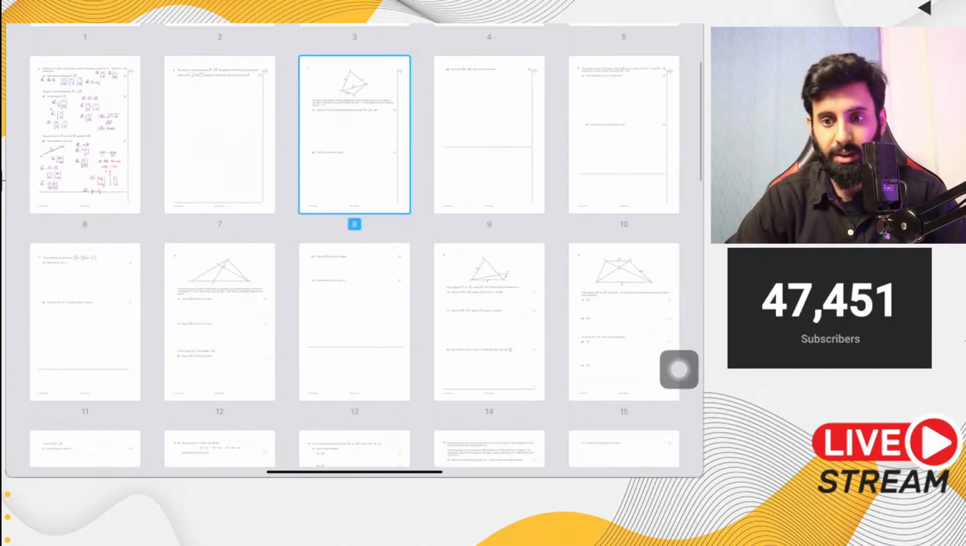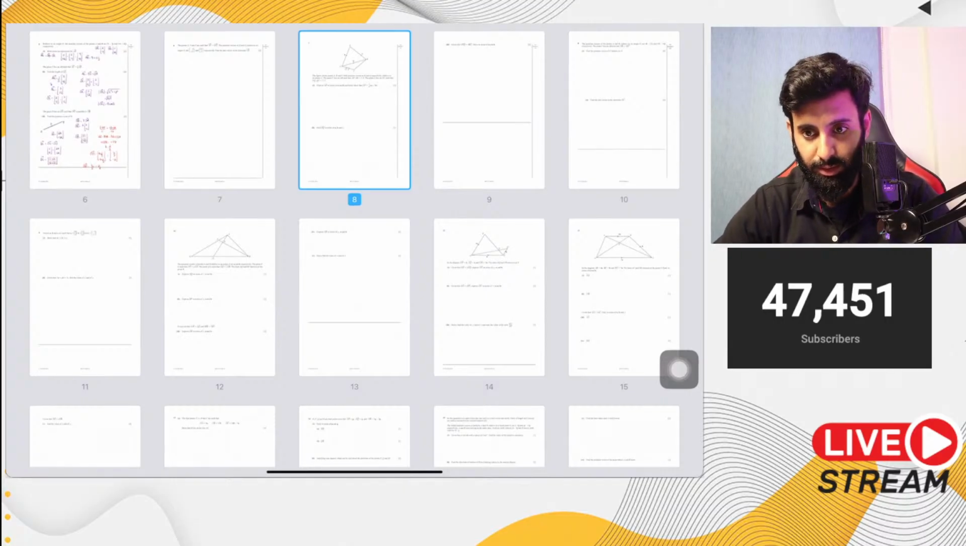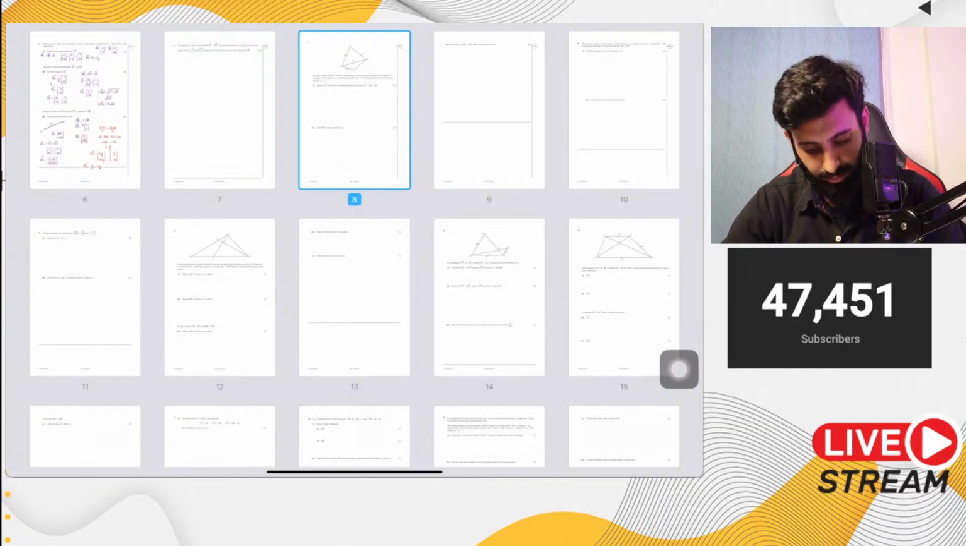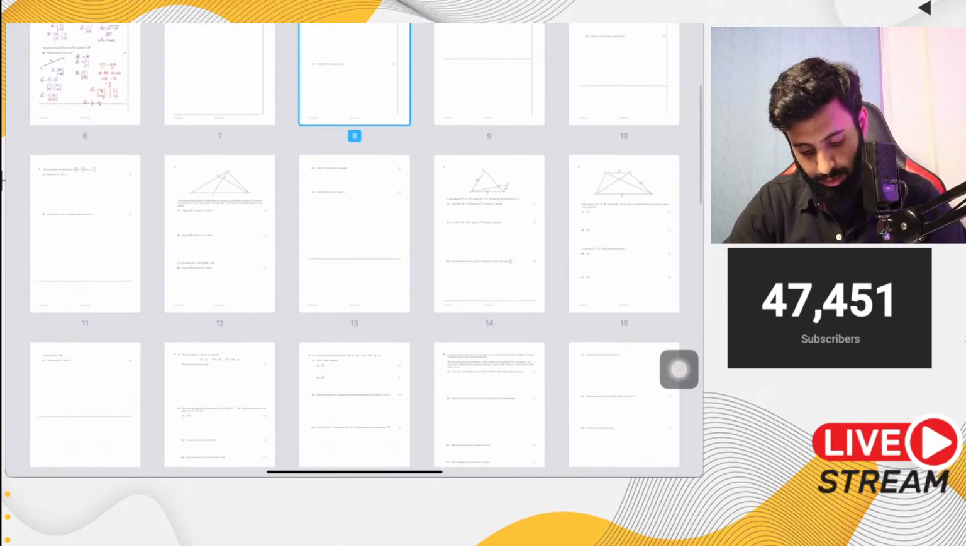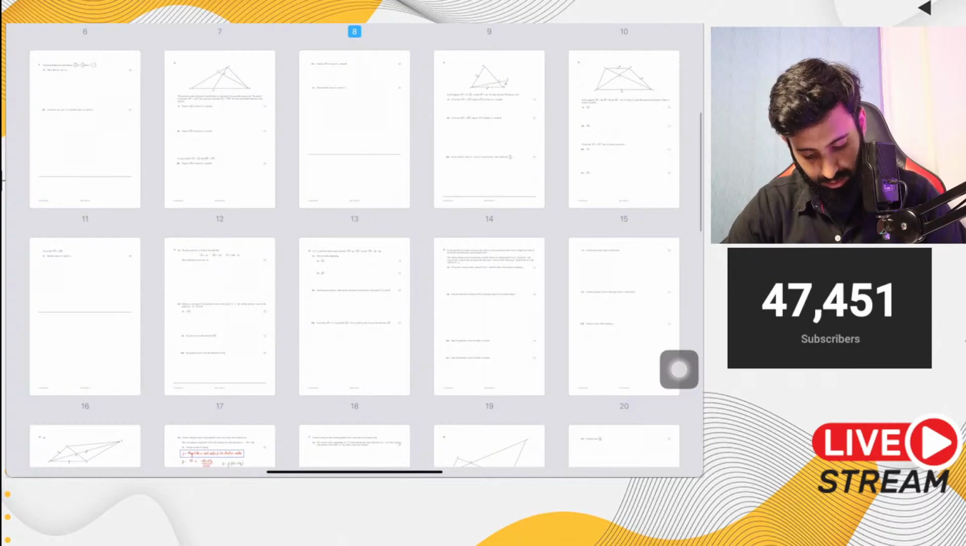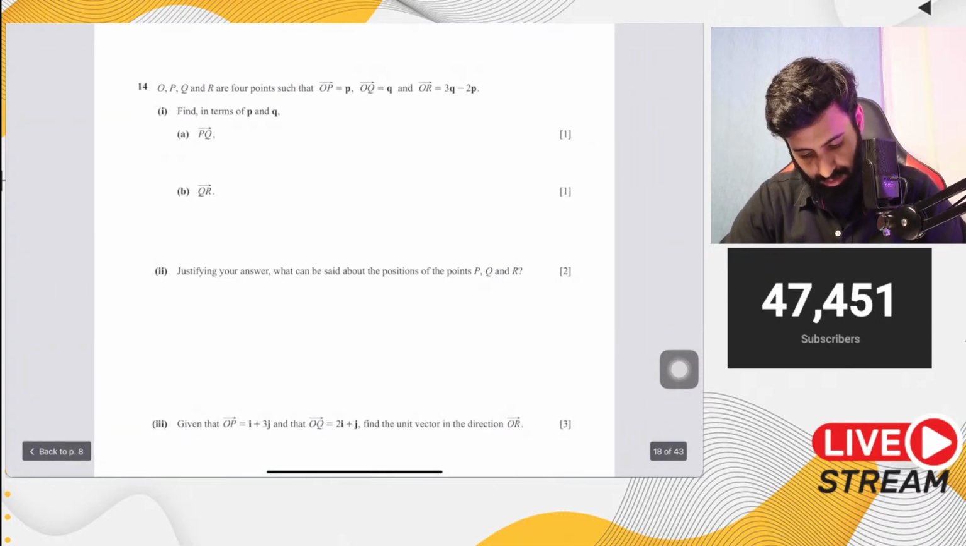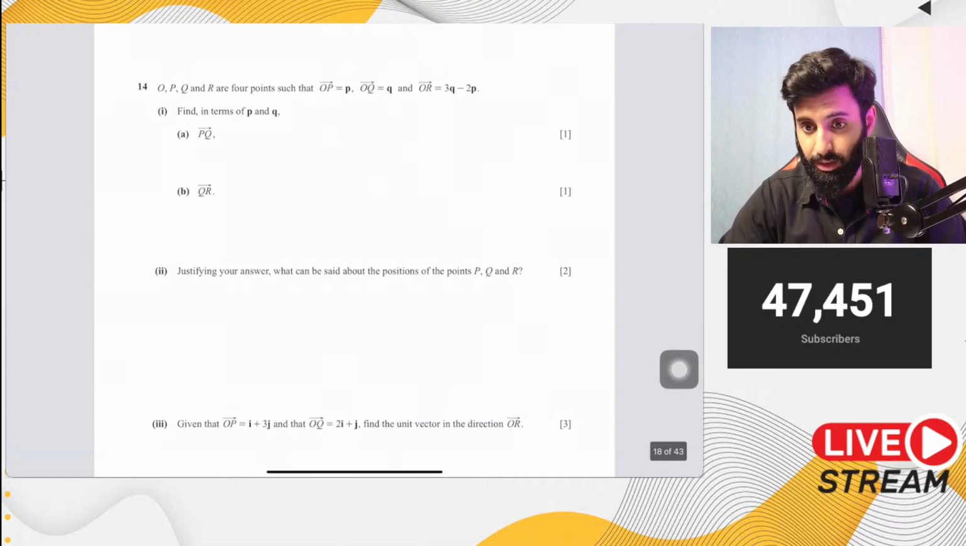These are all past paper questions. You'll find it in the description. Okay. Do we round off our answers to 3, 4 significant figures? Yes, we do. You round off all non-exact answers. Any non-exact answer is rounded off, correct, to 3 significant figures.